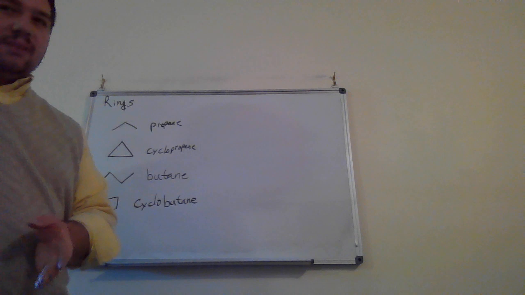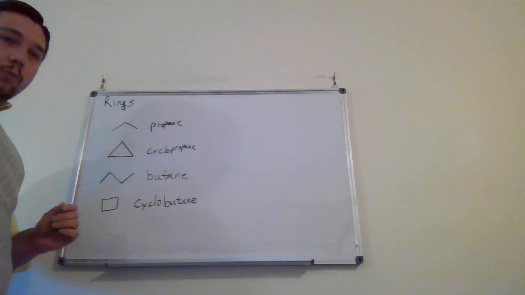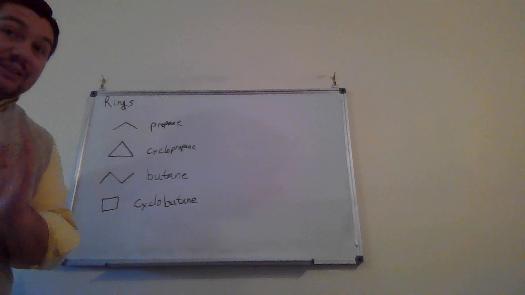So in general, what you do is find the biggest ring. There can be more rings, actually, let me take that back. For right now, we're just going to have a single ring, and we'll have things coming off of it. We're going to count how many carbons are on the ring, then find the corresponding alkane, and just add cyclo in front of it.